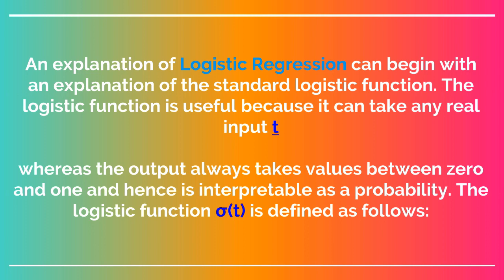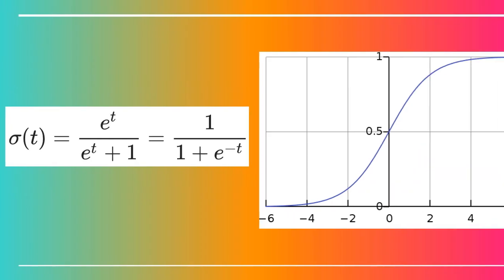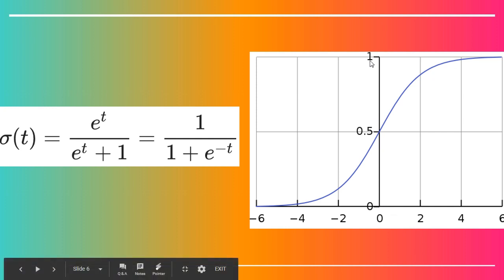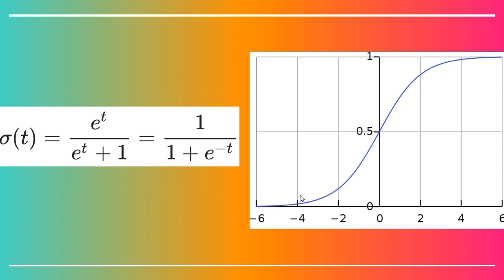The logistic function sigma of t is defined as follows. Sigma of t equals e to the power of t divided by e to the power of t plus 1. Or you can write it as 1 divided by 1 plus e to the power of minus t. And as you can see, the value of sigma of t is between 0 and 1. You can plot this figure if you set a range for t and plot it in your calculation or programming software.